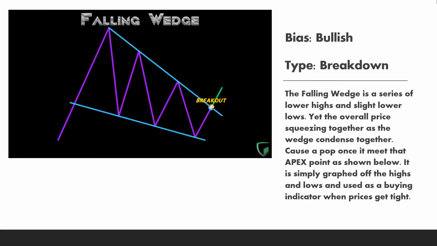And next we have a falling wedge. Now, despite the name of falling, this is actually a bullish pattern, right? So the falling wedge is a series of lower highs and slightly lower lows, yet the overall price squeezing together as the wedge condenses causes a pop once it meets the apex point as shown, right? So for example, we have this stock going up, touches this trend line, going down, up, down, basically bouncing within the channel of this trend line. And if it breaks through this trend line, then that's going to be a breakout, and we're most likely going to see more of an uptrend, which is why it is a bullish pattern, right?